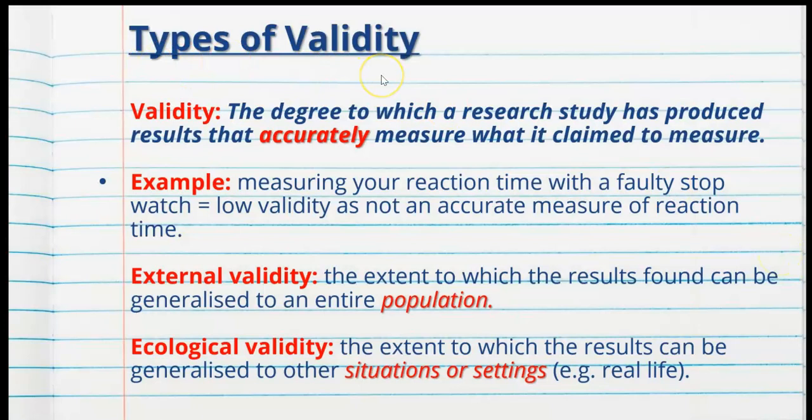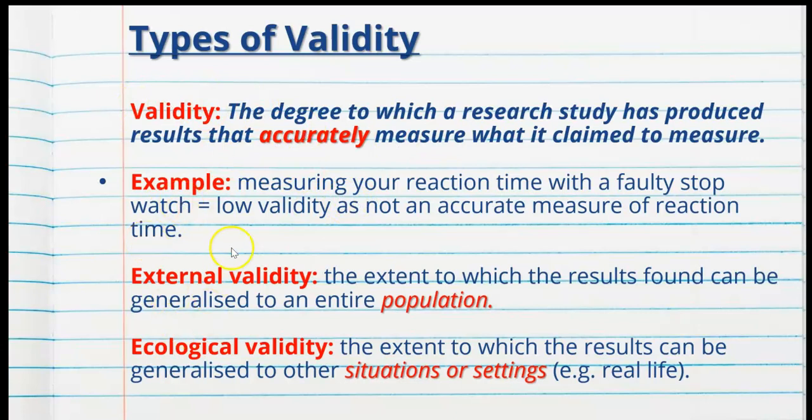So let's first talk about validity. The general definition of validity is the degree to which a research study has produced results that accurately measure what it is claimed to measure. So in other words, are we getting accurate results? If we are, that means that they are valid results. An example: measuring your reaction time with a faulty stopwatch would obviously equal low validity or low accuracy, as it's not an accurate measure of reaction time because we're using faulty apparatus. So it's important that our results have high or at least moderate validity where possible.